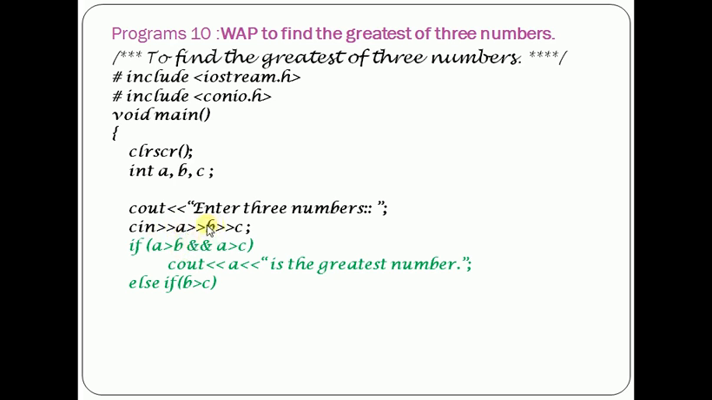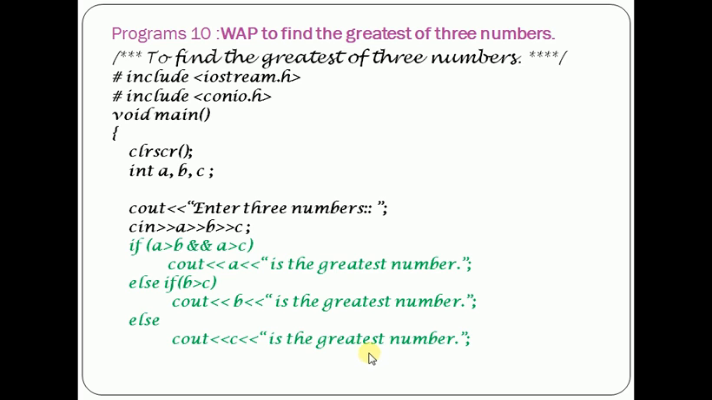Now we need to check B and C. So, else if, to the else part we are adding another if. If B greater than C, then I can say B is the greatest number. Otherwise, that means else, C is the greatest number.